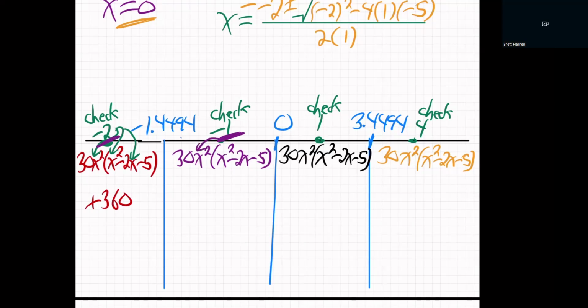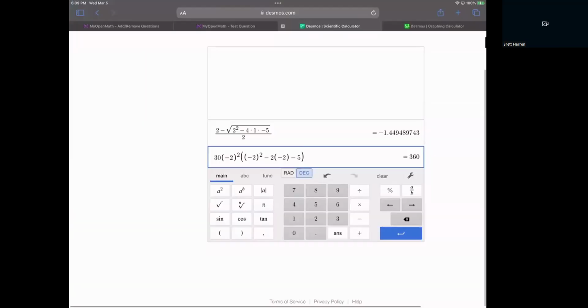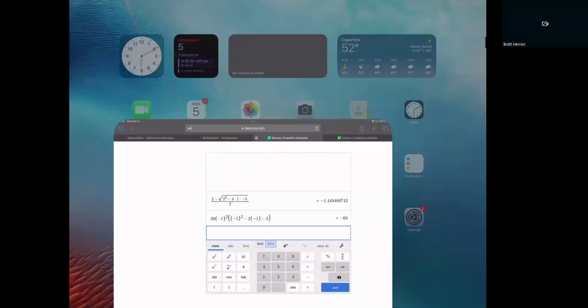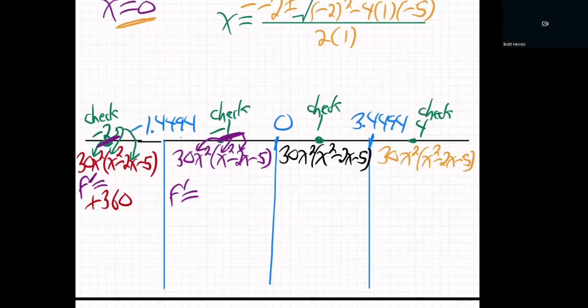I'm plugging into what? This is the derivative. Remember, this is f prime I'm plugging into. It's the derivative, not the original function. So I'm going to plug in negative 1 now. Everywhere we have negative 2, I'm going to make it negative 1, all those parentheses. Boom, what do I get? Negative 60. So that one's negative 60.